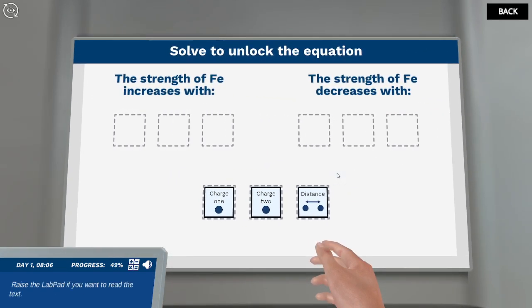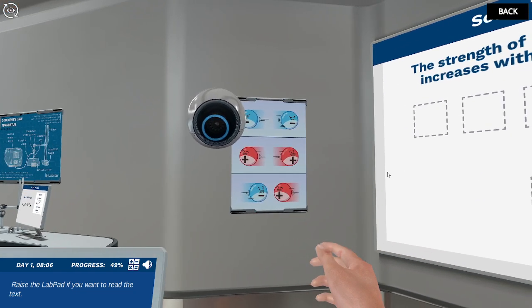It seems we need to sort out these different factors by their effect on the electrostatic force. Aha! The data we just gathered in Coulomb's experiment should allow us to do just that. Classify the variables on the cards by their effect on the electrostatic force.